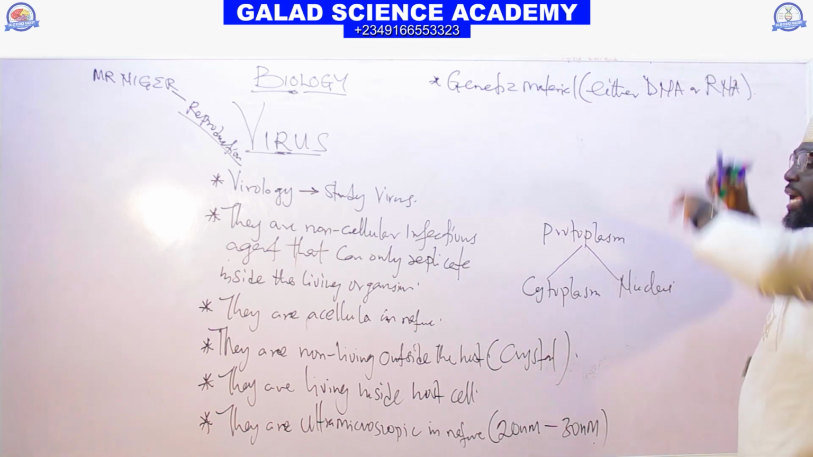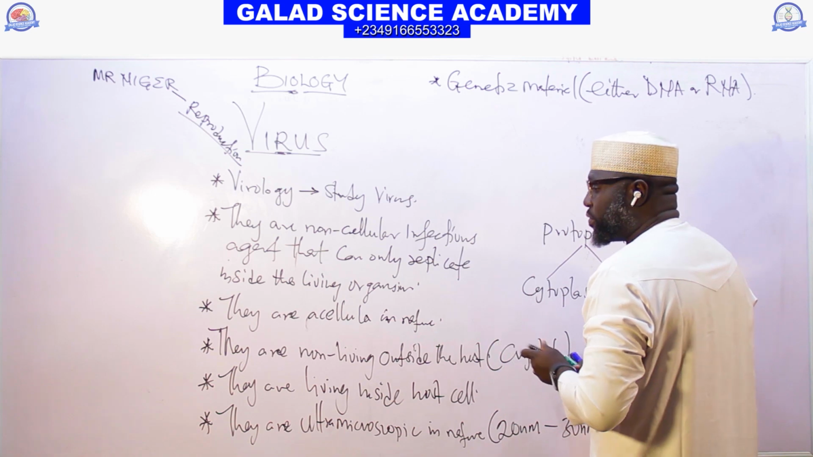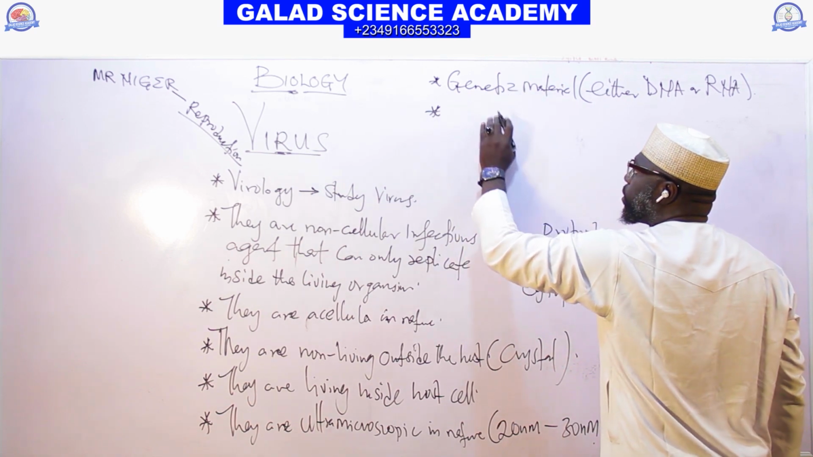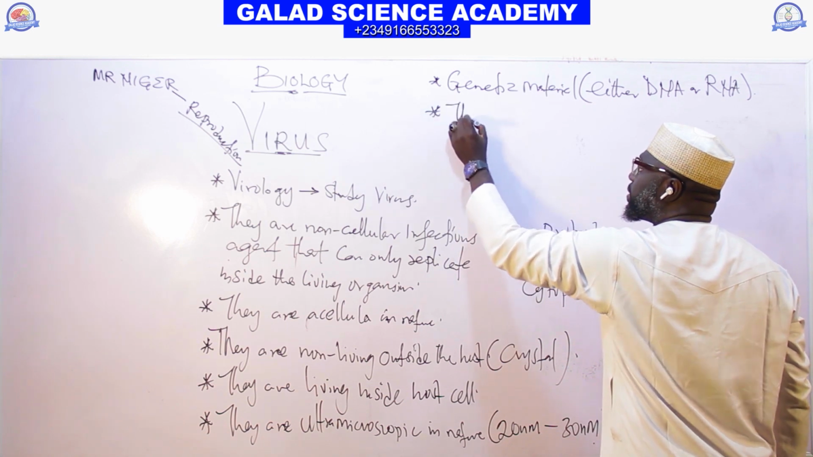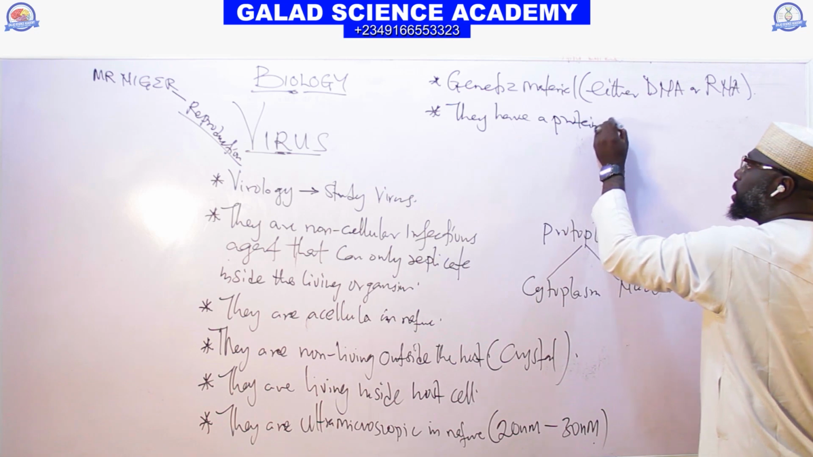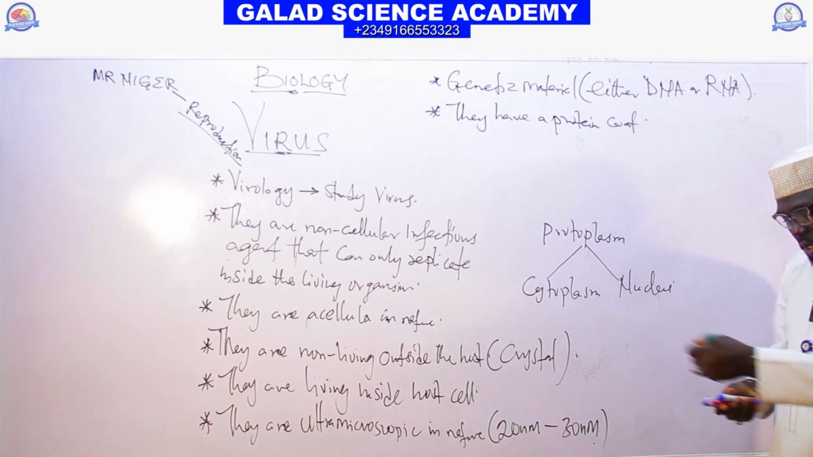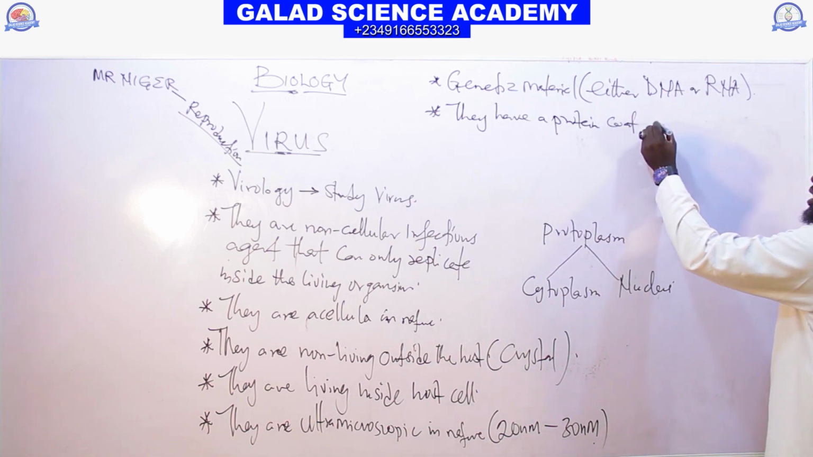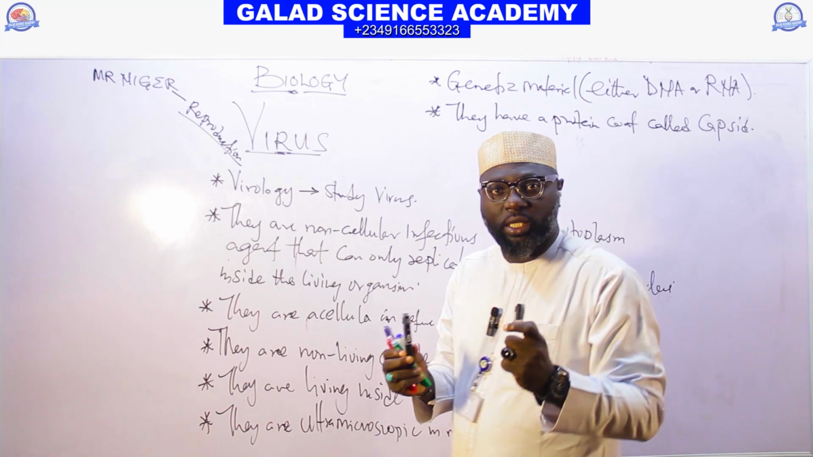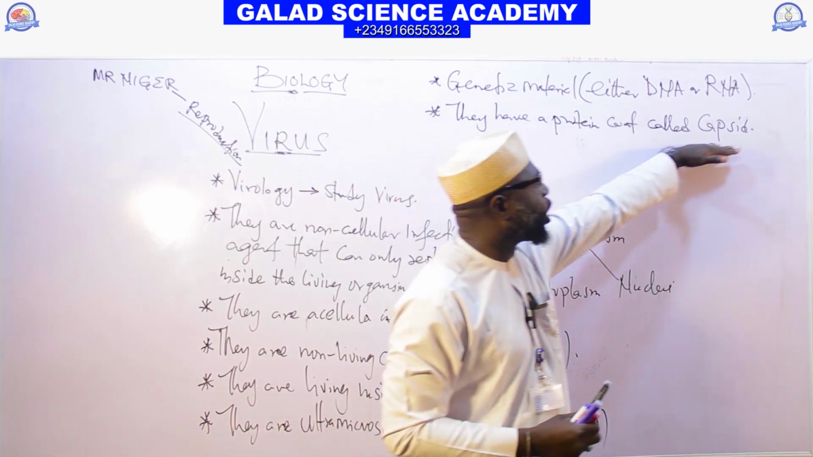The next one is that they enclose themselves in a protein coat. So they have a protein coat called capsid. That is the layer that surrounds the virus, a protein coat layer, and the name of the protein coat is called capsid.